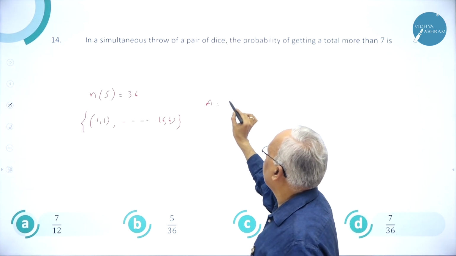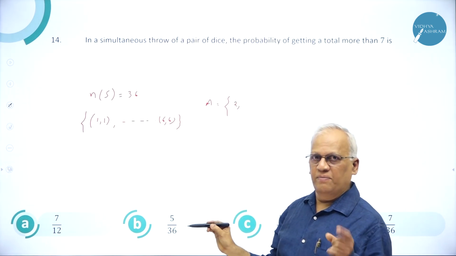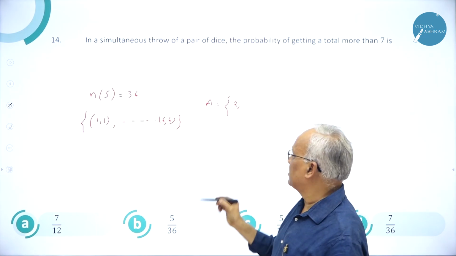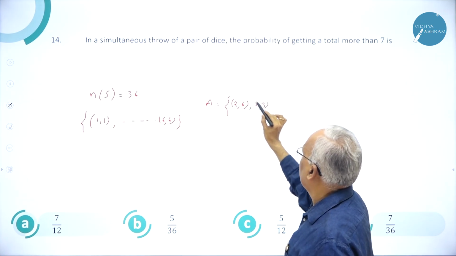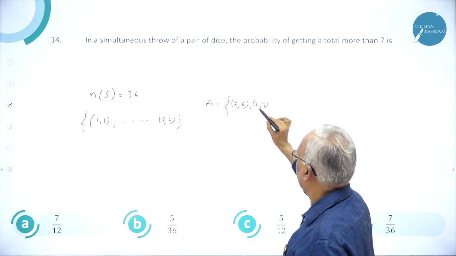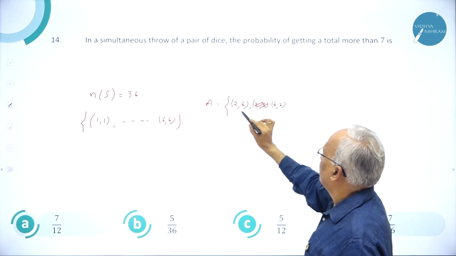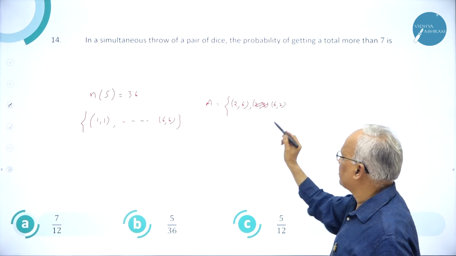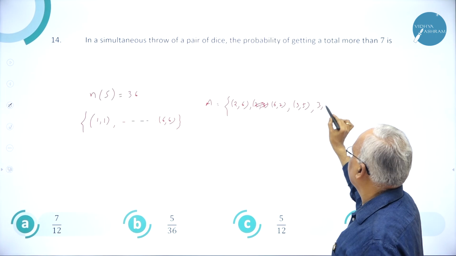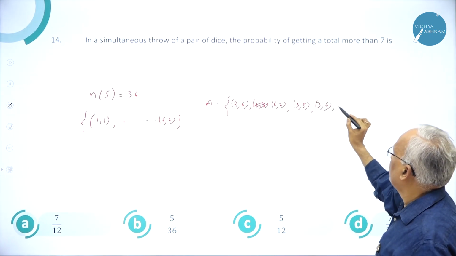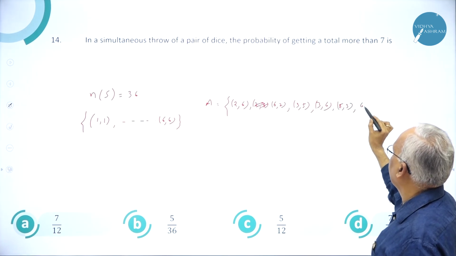So A is the event, sum is more than 7. Suppose I begin with 2. 1 you can't have, because if one number is 1, the other is 6, and 1 plus 6 is 7. It cannot be more than 7. So 2, 6 is 8, the sum. Only 2, 6. And then 6, 2 also you write. Whenever you write 2, 6, take the reverse also. Next, begin with 3: 3, 5, 3, 6. You should not miss any possible combination. And then 5, 3 and 6, 3. You can write here itself.